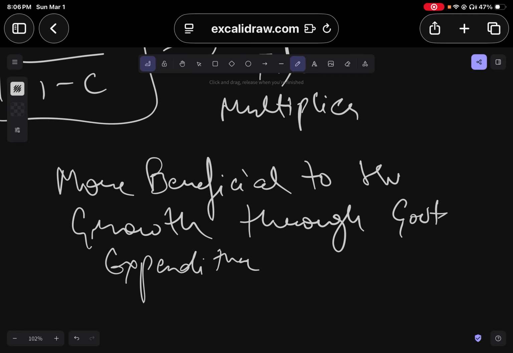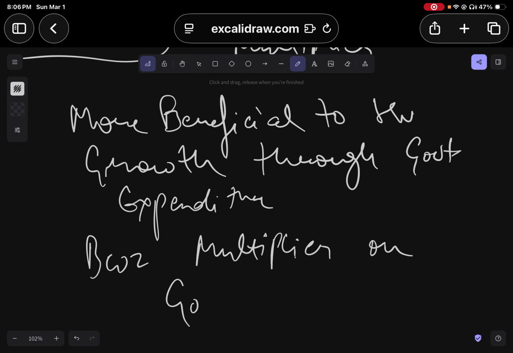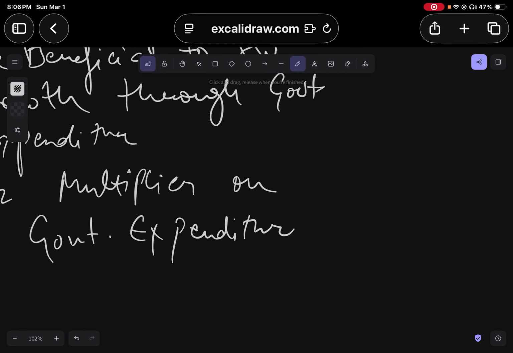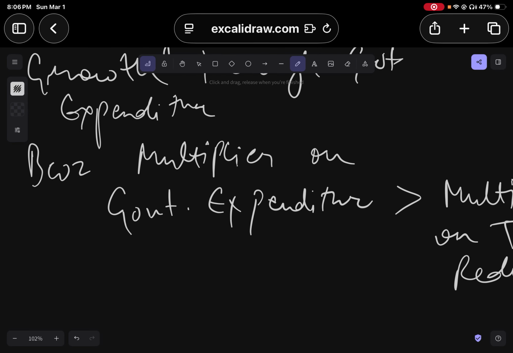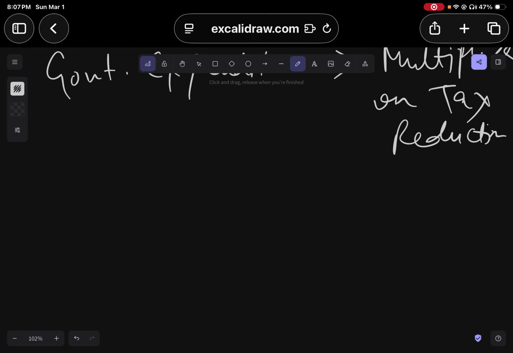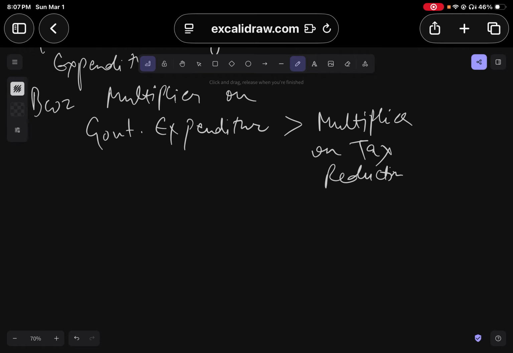rather than tax reduction because multiplier on government expenditure is greater than multiplier on tax reduction. Absolute value of lump sum tax multiplier is lesser than autonomous multiplier, because any change in tax will not hold on. So this is point one.